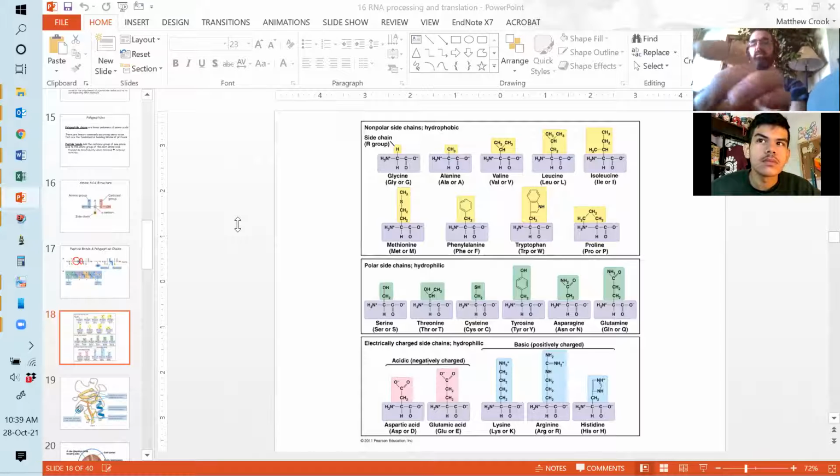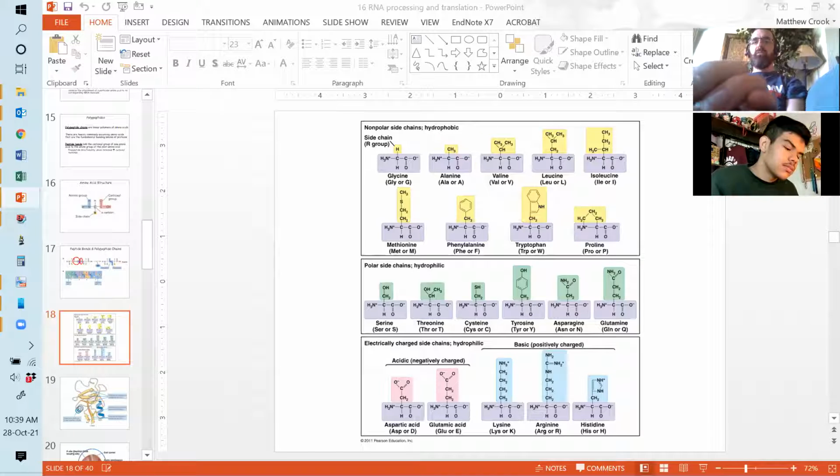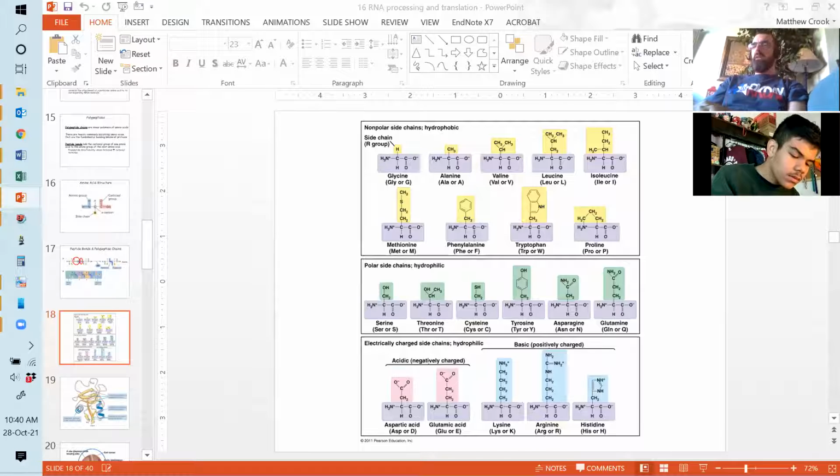And then you also have size, right? Some R groups are teeny tiny, e.g. glycine has an H. Others are massive, which is a word, I'm sure. E.g., I don't know, like arginine, right? So that they physically occupy more space.